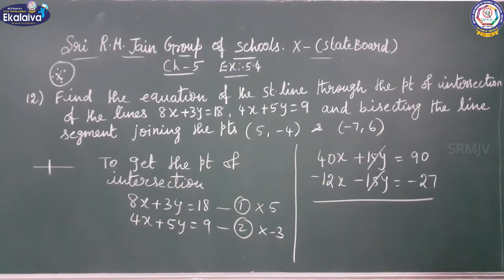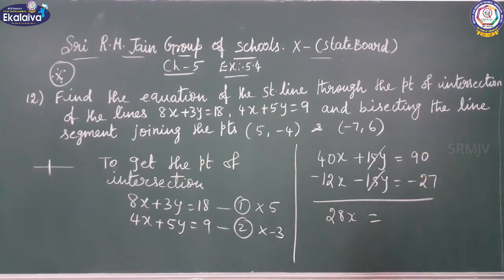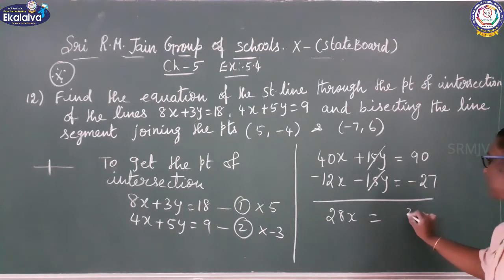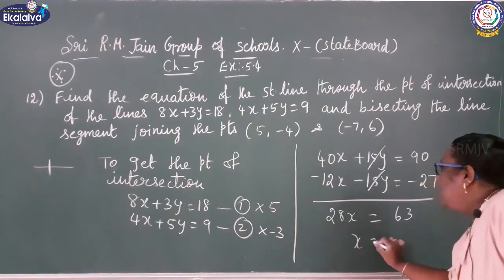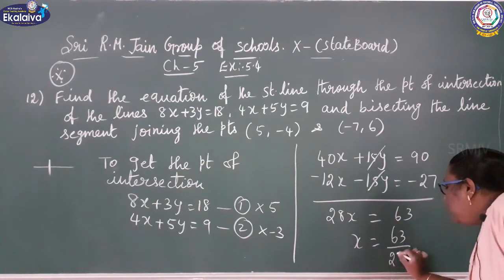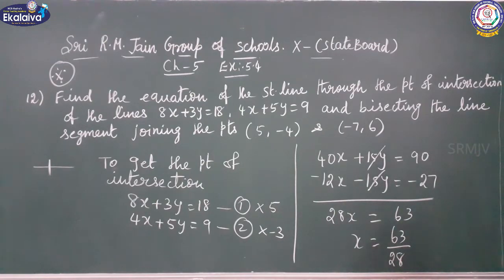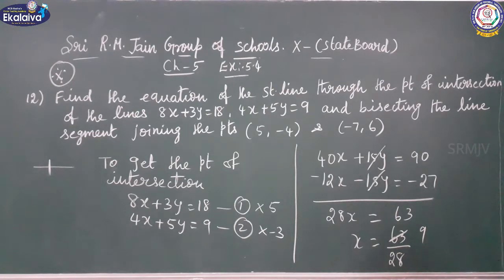So 40x minus 12x equal to 28x equal to 90 minus 27 is 63. X equal to 63 by 28. You cancel by 7 table. 7 9s are 63 and 7 4s are 28. So x value equal to 9 by 4.